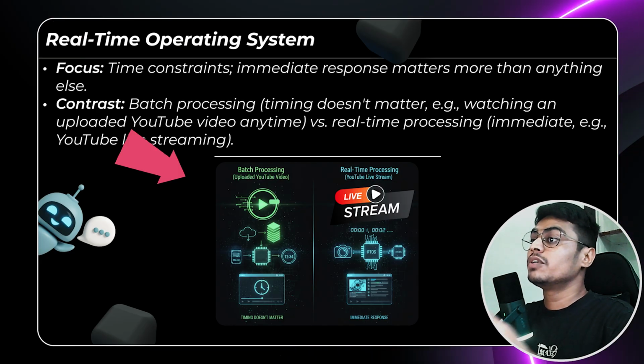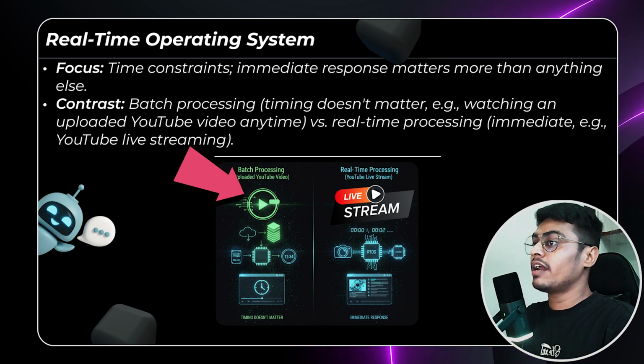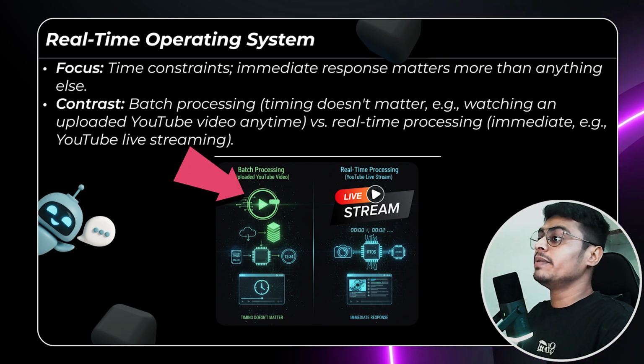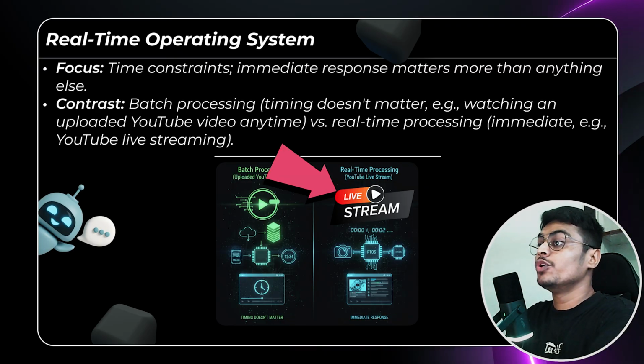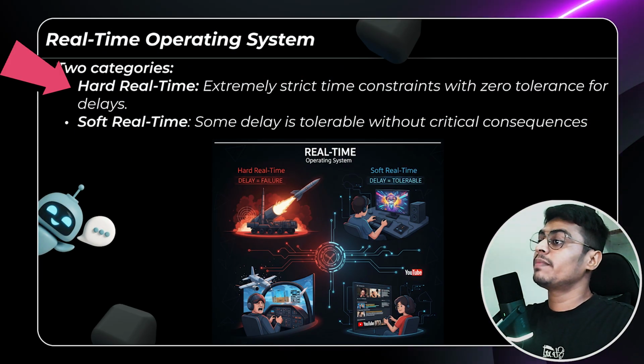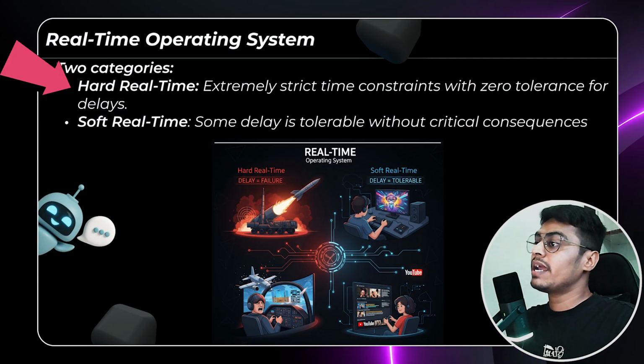Think of the difference between batch processing and real time processing. For example, when I create and upload a YouTube video, you might watch it immediately, after a month, or even years later. Timing doesn't matter. But in YouTube live streaming, when I speak, you hear it immediately. That's real time processing. Real time systems have two categories: hard real time and soft real time.